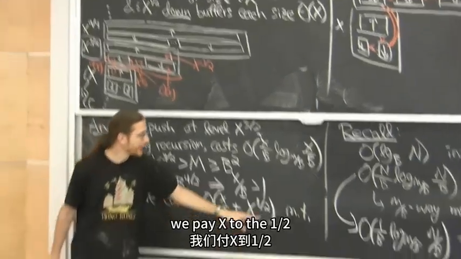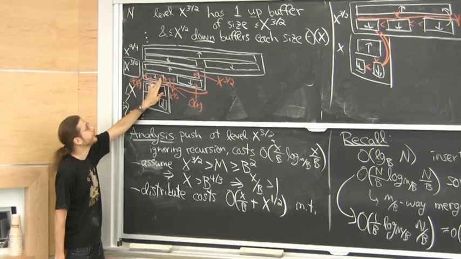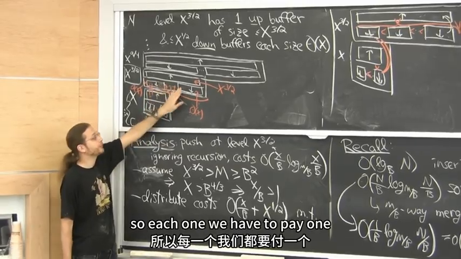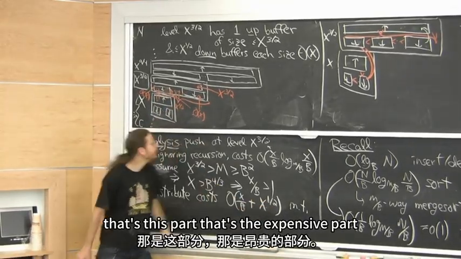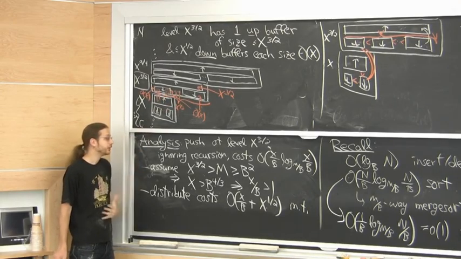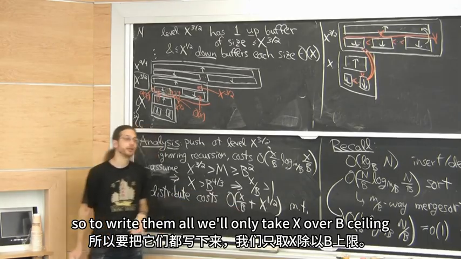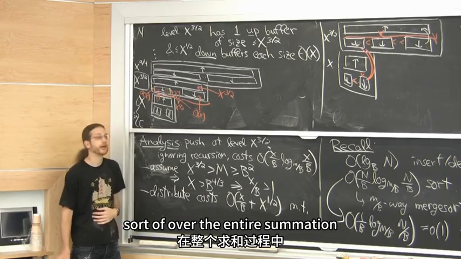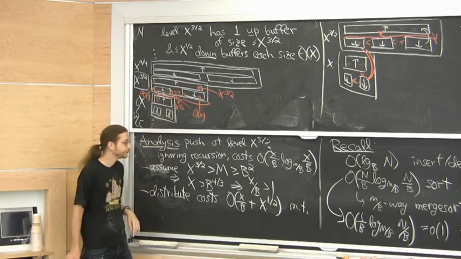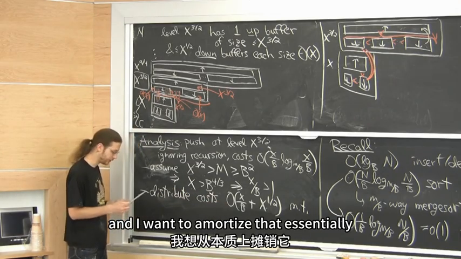So we pay x to the 1/2 because we have to touch the last block of this down buffer, this down buffer, and this down buffer, and there are x to the 1/2 down buffers. So each one we have to pay 1. That's this part. That's the expensive part. But then once we're actually writing items, if we stay here for a while, that's basically for free. Overall, we're writing x items, and so to write them all, we'll only take x over B ceiling over the entire summation. But we have to pay 1 to start out here, here, and here. So this is like the real amount of time. And now I want to amortize that, essentially.